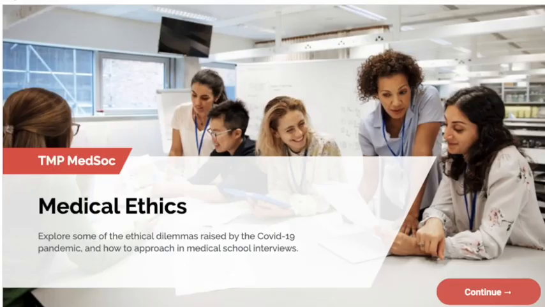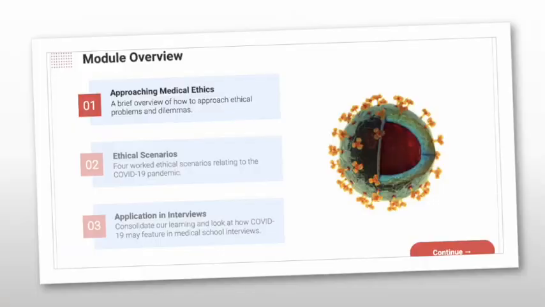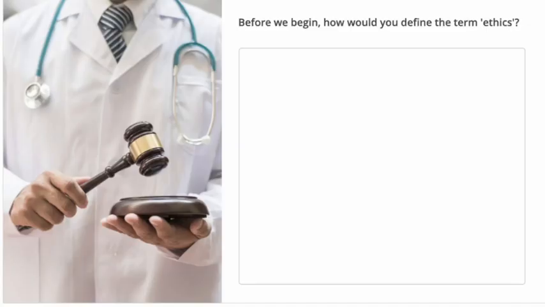Medical ethics explore some of the ethical dilemmas raised by the COVID-19 pandemic. Remember, this was a snapshot of when we were just coming out of lockdowns or in and around lockdowns. So some of these issues have changed since then. But it's worth considering this because COVID-19 questions regularly come up in medical interviews.